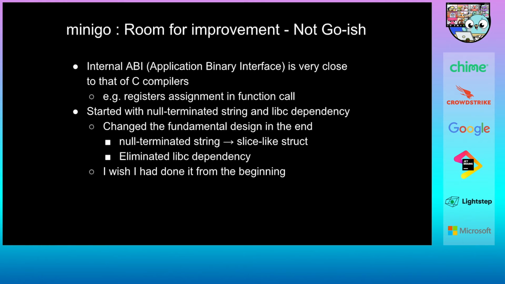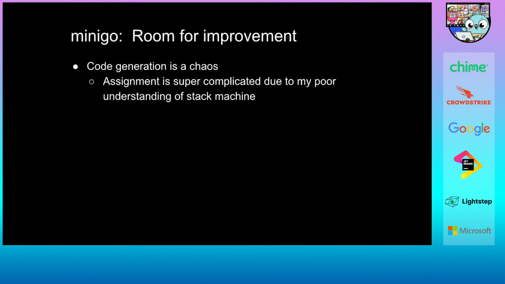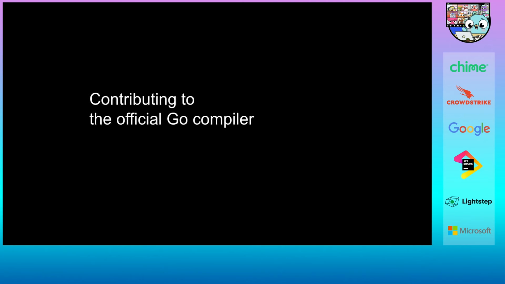In minigo, there was room for improvement. It was not Go-ish. Internal ABI, application binary interface, is very close to that of C compilers, such as registers assignment in function call. In a sense, it's natural, because all of my knowledge came from a C compiler. And initially, I started with a null-terminated string and libc dependency. I changed the fundamental design after a lot of effort, like I converted null-terminated string into slice-like struct, and finally, I eliminated libc dependency. But I wish I had done it from the beginning. Code generation is a chaos, especially backend of assignment is super complicated due to my poor understanding of stack machine. At that time, I needed a change, so I tried a different thing.